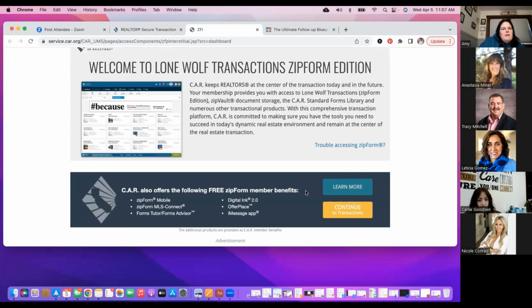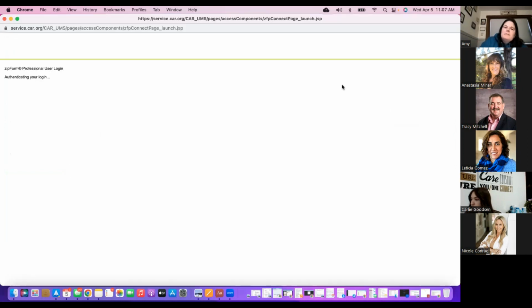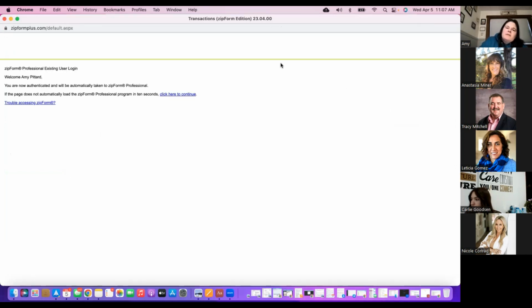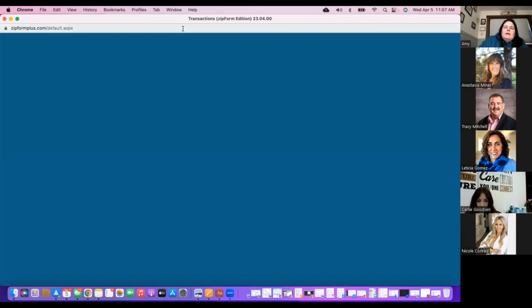As you see, because I'm already logged in the second time, it's not asking me to log in, but it still validates your membership before you can log into Zip Forms. Hopefully this connection will be much better than the last one, or at least faster. And I'll remove my hand from the computer so I don't accidentally click on anything.